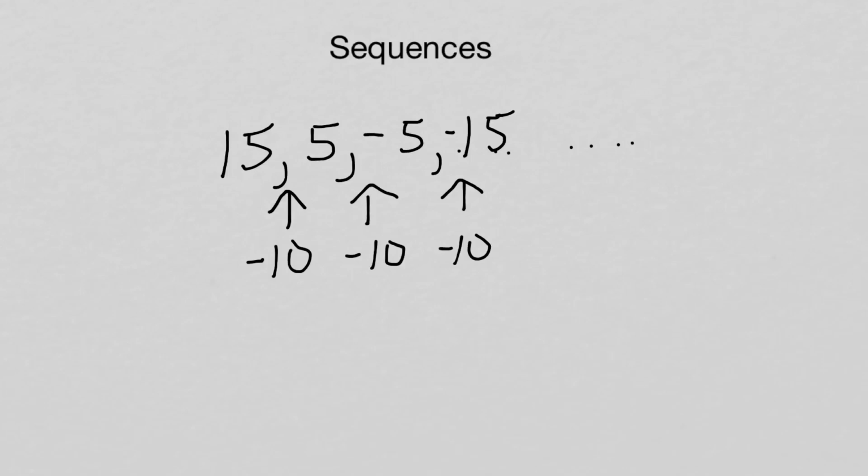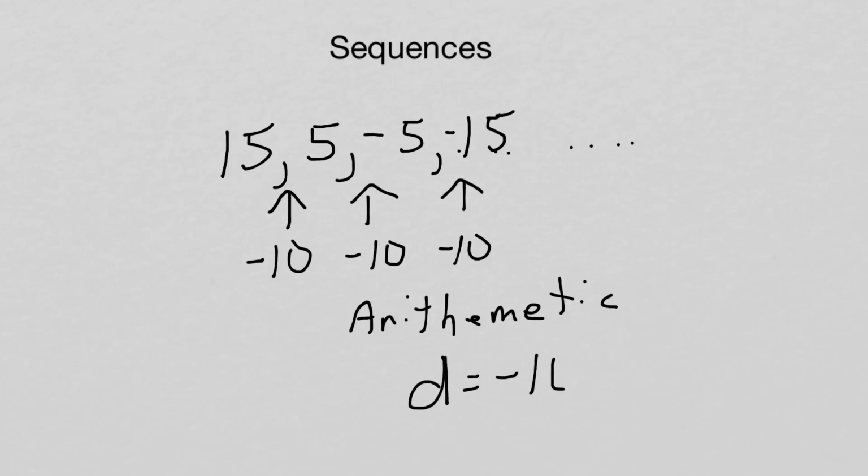So for this one, it's going to be arithmetic, and the common difference, it's not ratio, it's difference on this one because it's arithmetic, is negative 10. If you put in 10 into Delta Math, you'll be wrong. You have to put negative 10.